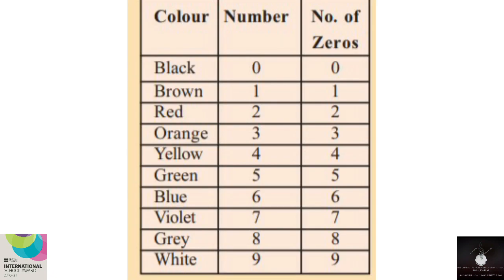Look at this table. You can see the colors and their numbers and the number of zeros. Which is the first color? It is black. The second one, black, the number of zeros 0, 0. Then next comes brown, red, orange, yellow, green, blue, violet, grey and white. And correspondingly the numbers and the number of zeros are also given.